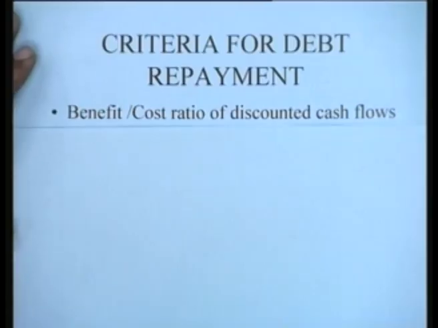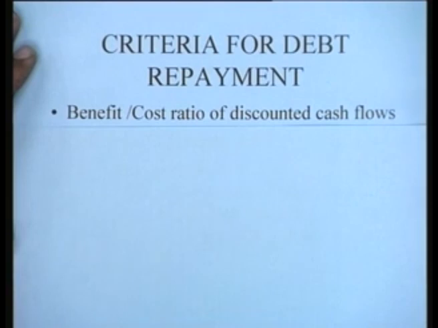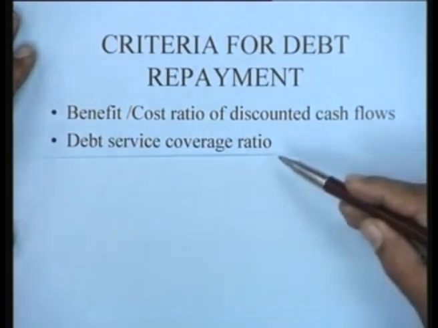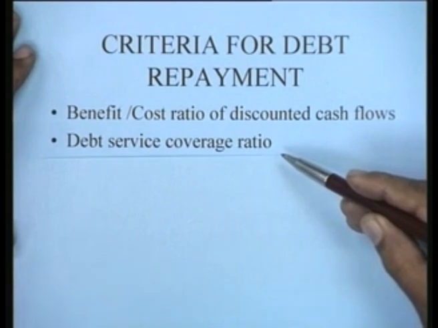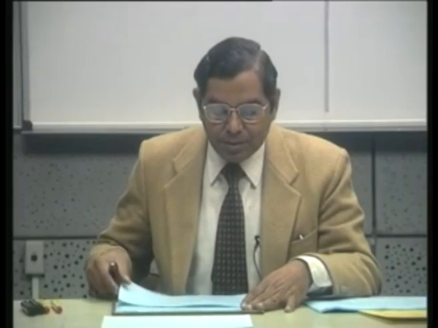So the typical criteria could be the benefit to cost ratio of the discounted cash flows. This could be one indicator of how much money you have to recover the cost. But a more common ratio which is generally used is the debt service coverage ratio. We will see subsequently through an example as to what we mean by this.